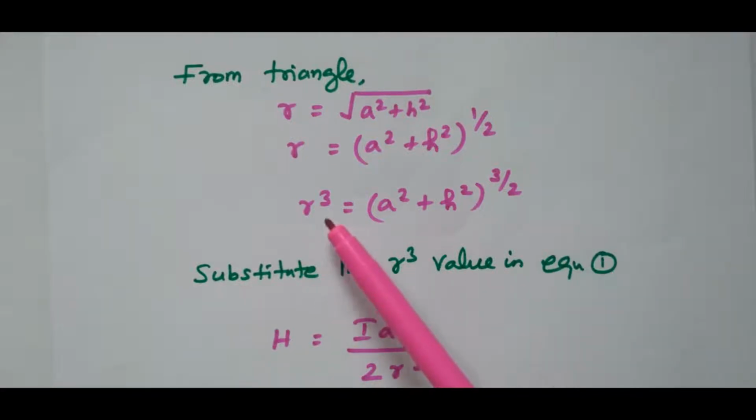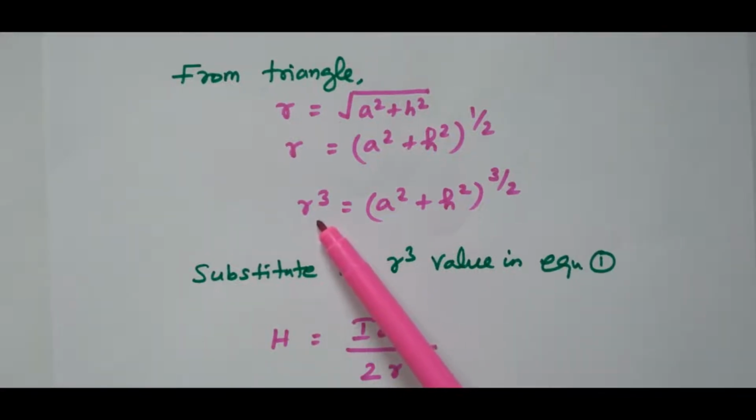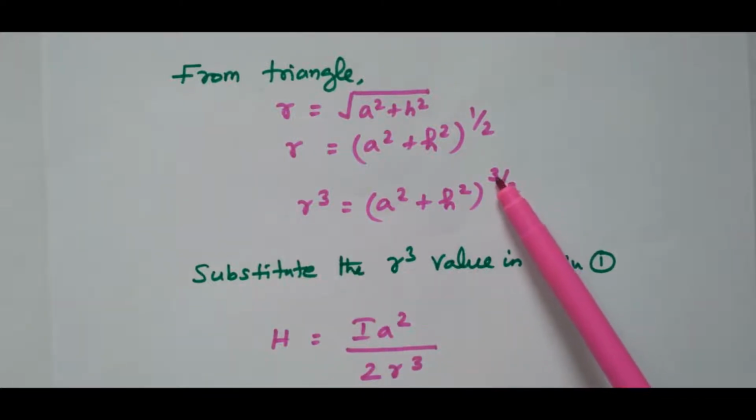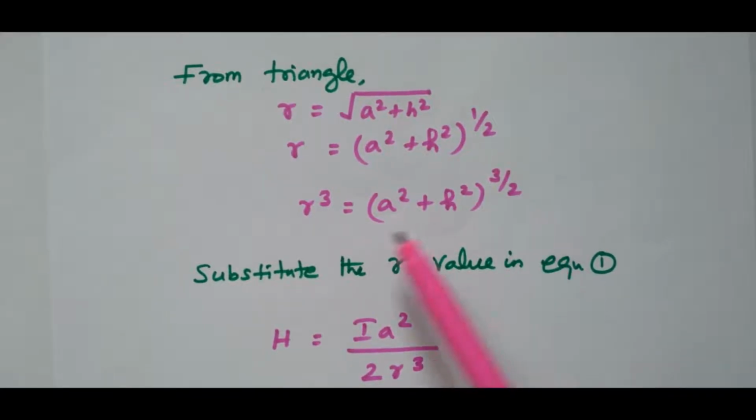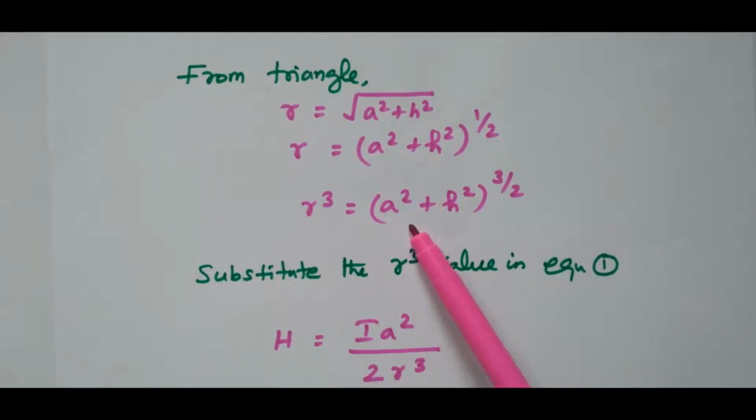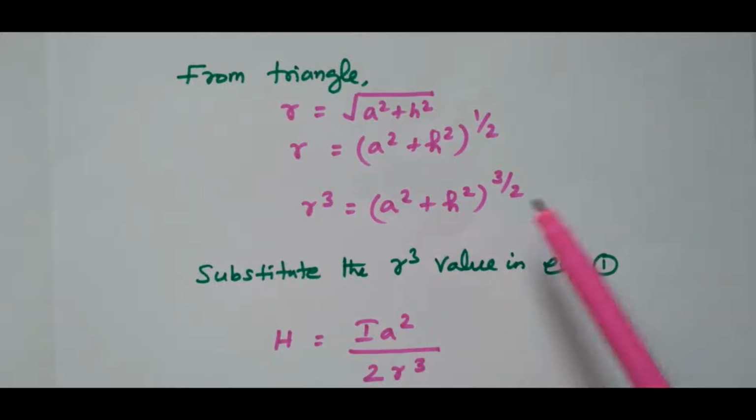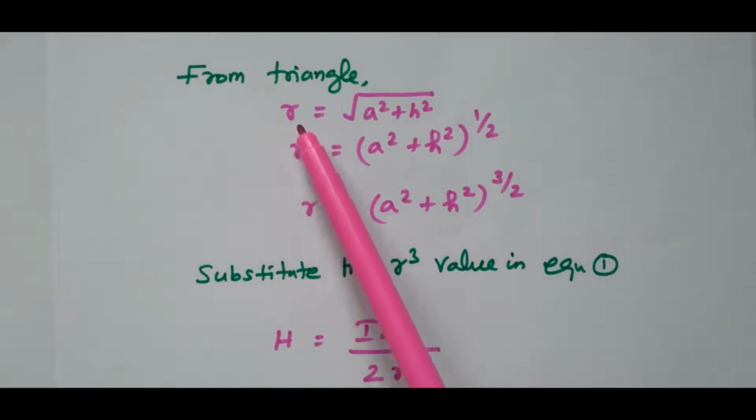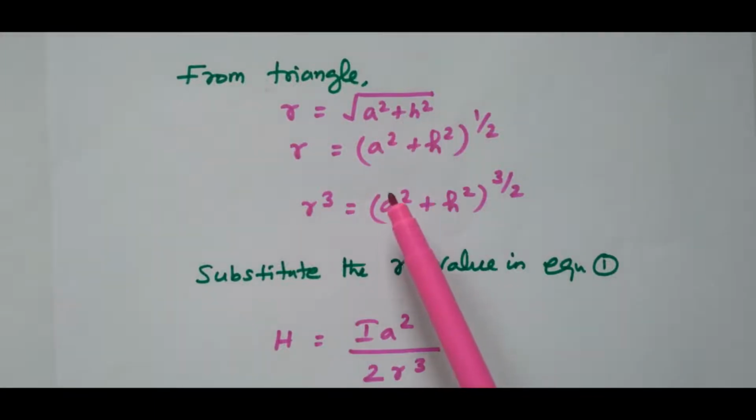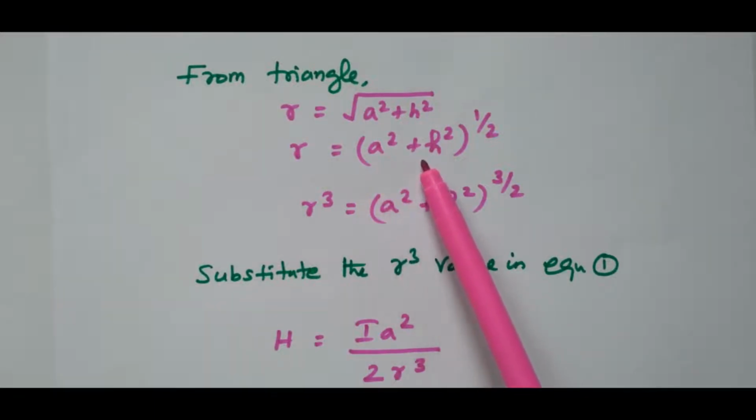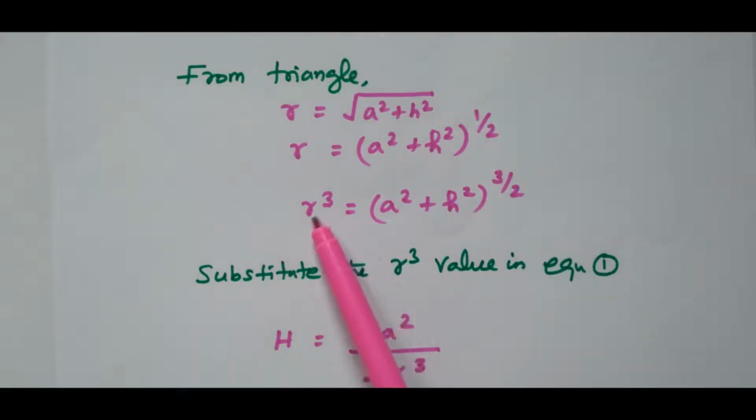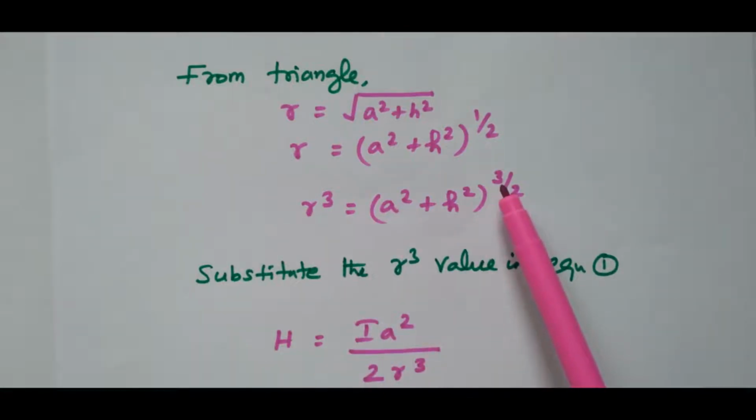But in the equation what do we have? R cube. R cube is needed in IA square divided by 2 R cube. R cube means you multiply the power by 3. Already 1 by 2 is there, so 3 into 1 by 2 is 3 by 2. R cube equals A square plus H square whole power 3 by 2.